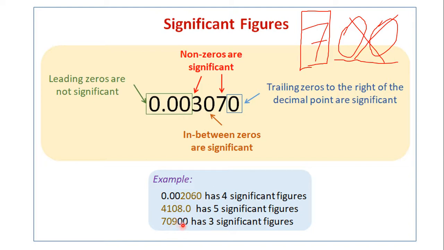Now we have the number 70,900. It only has 3 significant figures. The 7 because it's non-zero, the 9 because it's non-zero, and the 0 here because it's in between. Now, why are these 2 zeros not significant? Because they're not behind the decimal. Very good, perfect. So that's a little overview of significant figures. So let me know when I'm able to move it, and then we can move on to the question.